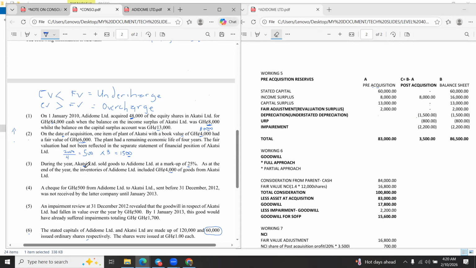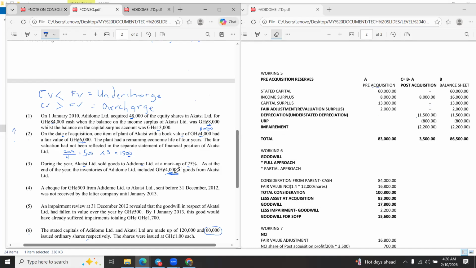This is the question that I want you to address, because Akachi is a subsidiary and we are preparing the net assets book of the subsidiary. If Akachi rather had bought goods from Adidome, that is when we will not bring it. So here, the part that has been left in stock is what we are going to look out for as the unrealized profits. Now, what is the unrealized profit? Someone will say 25% of 4,000.